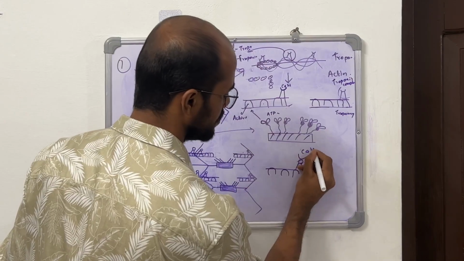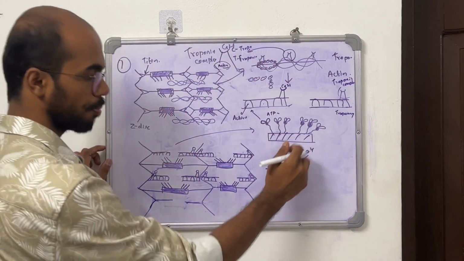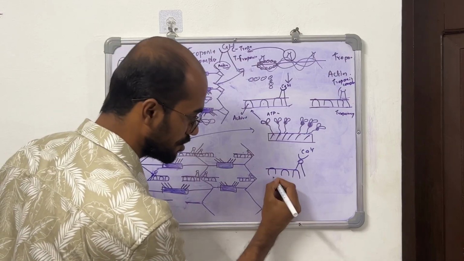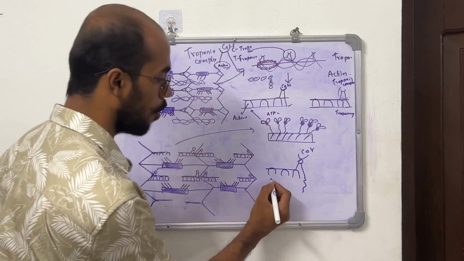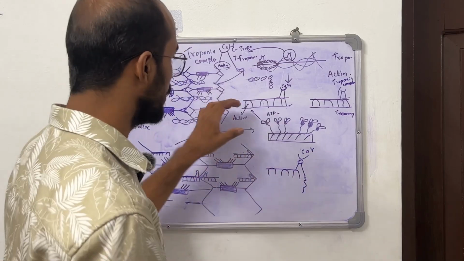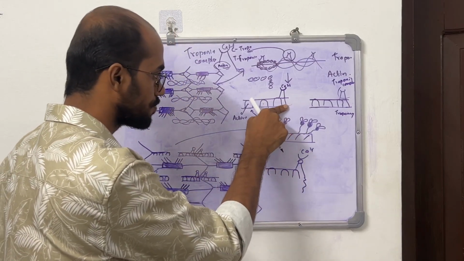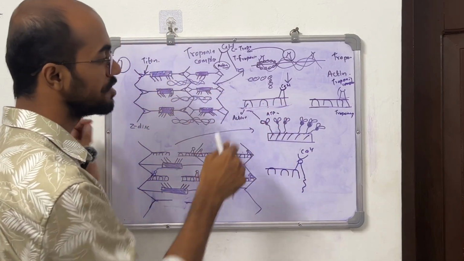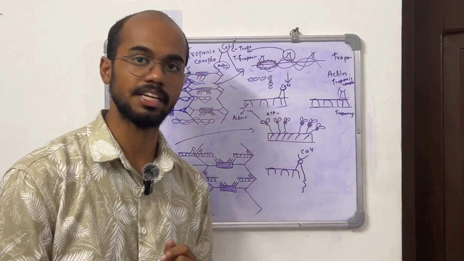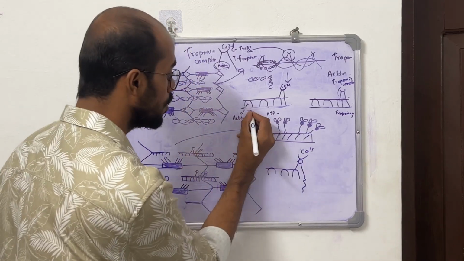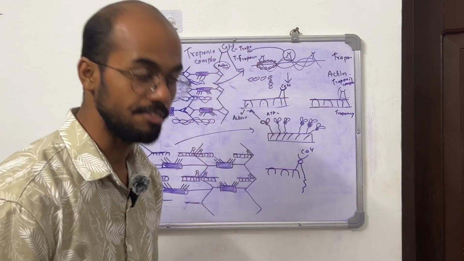When calcium binds to the troponin protein, what happens? It pulls out the tropomyosin and opens out the active sites. And when the active site is opened, who is there to bind to it? We have our myosin head, one of the myosin heads, that is ready to bind to our active site.